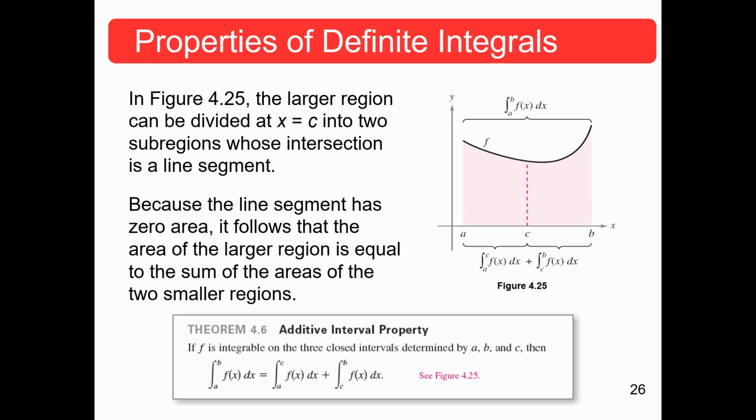Now, in this figure, the large region can be divided at x equals c into two subregions whose intersection is basically a line segment. Now, because the line segment itself has no area, it follows that this area plus this area equals the total area. Right? So basically, I'm saying I can split up one integral into two separate integrals. So instead of going from a to b, I go from a to c, then from c to b. But notice, as long as these connect, then I can just do these. Okay?